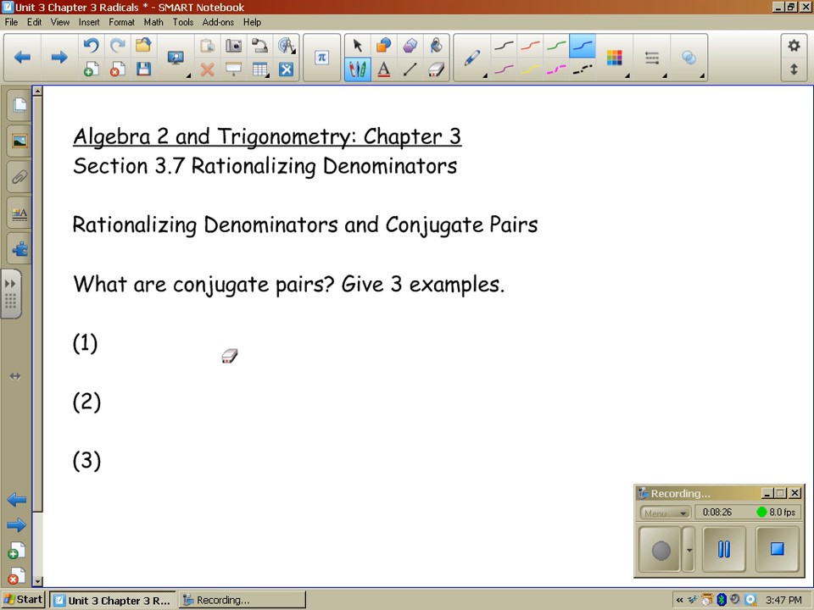Okay, so now we're going to talk about rationalizing the denominator. We can talk about it when there's just a simple square root in the denominator, but we're also going to talk about when the denominator has part of a square root, part of it is a square root and part of it is a whole number. So the first thing we're going to talk about is conjugate pairs.